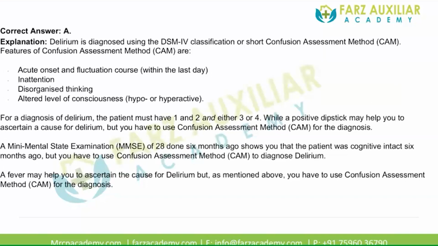So that fits. The patient will have inattention, disorganized thinking, and there will be altered level of consciousness, which can manifest both as hypoactivity or hyperactivity. As per this criteria, the patient must have 1 and 2, that is acute onset and inattention, along with either disorganized thinking or altered level of consciousness to make a diagnosis of delirium. All right.